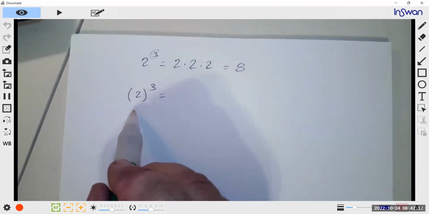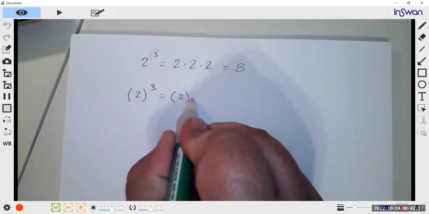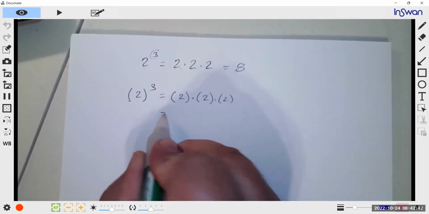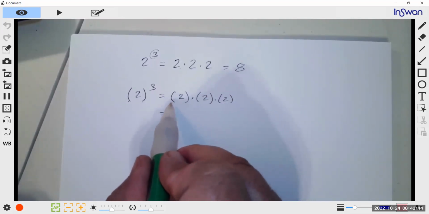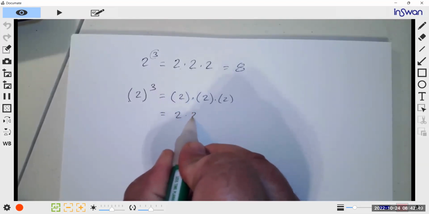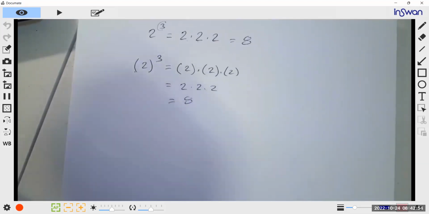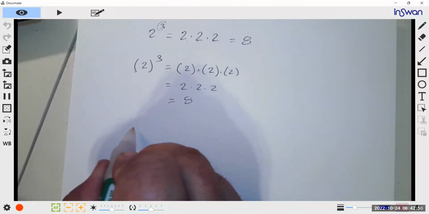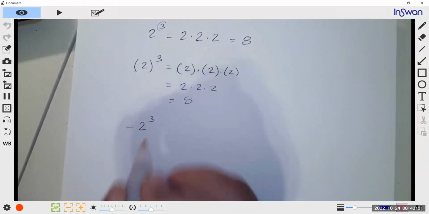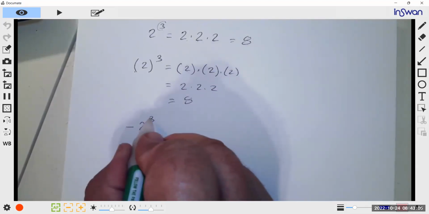Okay. Is there any difference with these? Well, let's see. So you have parenthesis 2 times parenthesis 2 times parenthesis 2. Is that parenthesis necessary? There's no coefficient, no sign. So it's the same thing. But the difference becomes here. Let's make it square.